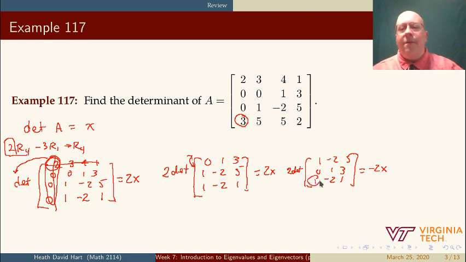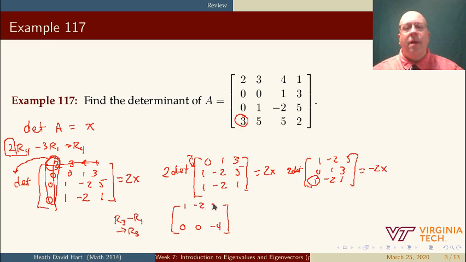Now I would like to eliminate this 1. I'll take row 3 minus row 1, and that will become the new row 3. That gives me the matrix 0, 0, 1 minus 5 is negative 4. On the left side, we still have 2 times the determinant. On the right side, because this step did not change the determinant, we still have negative 2x.